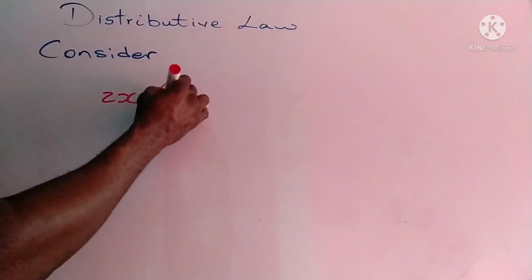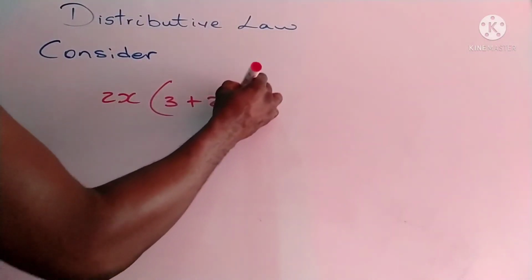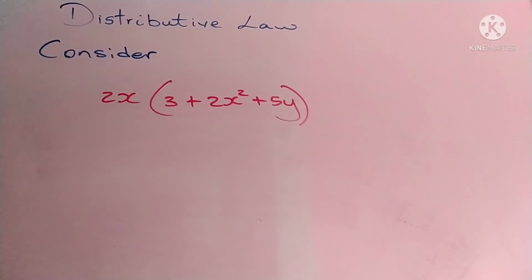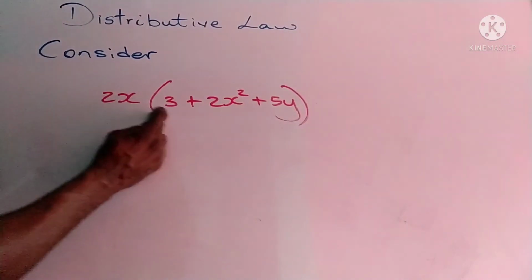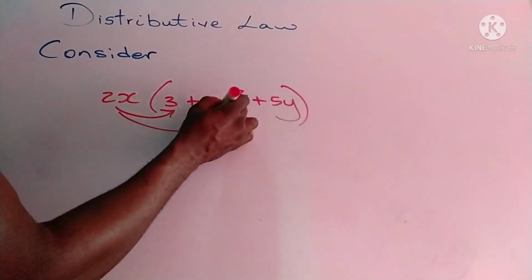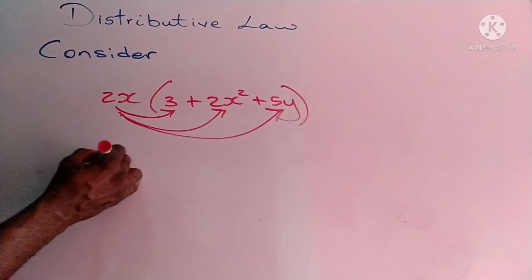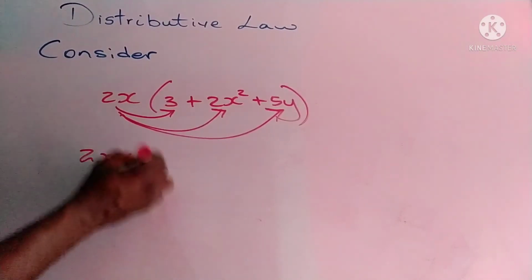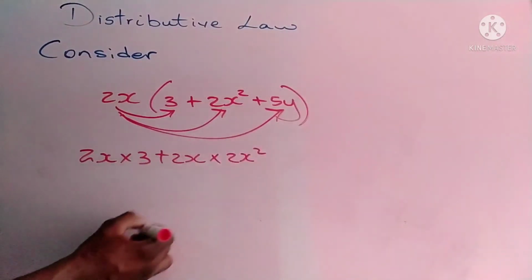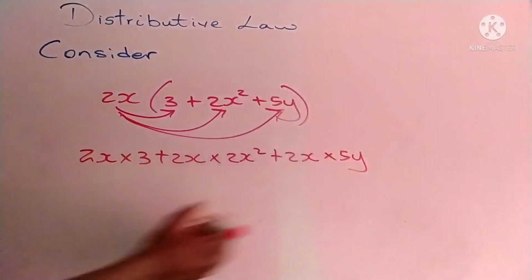Now take 2x outside, and inside my bracket I have 3 plus 2x to the second plus 5y. The principle remains the same, that if this outside is multiplying the bracket, it is going to distribute itself to every single term inside. Therefore, we're looking at 2x times 3. This is a positive, so it's positive 2x times 2x squared, positive 2x times 5y.